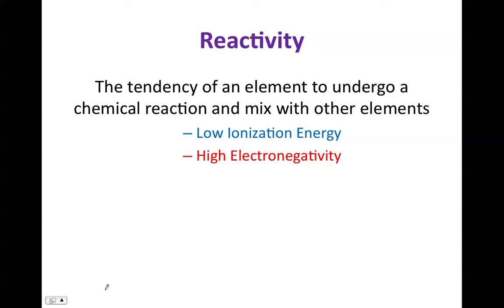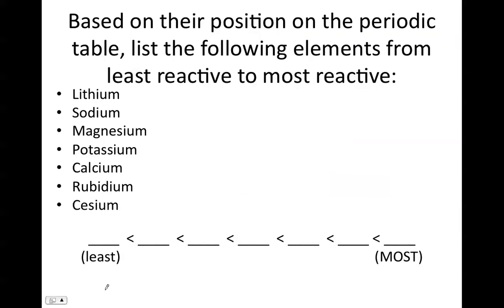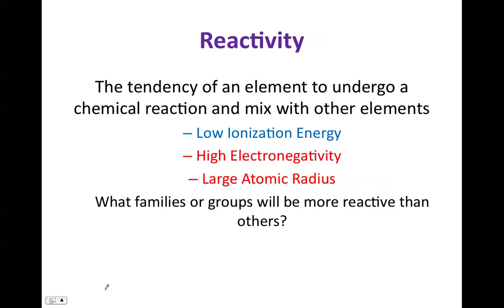Or, opposite of that, high electronegativity, it's going to easily attract electrons. It's going to easily gain electrons. And then large atomic radius. We also discussed some families that are more reactive than others.